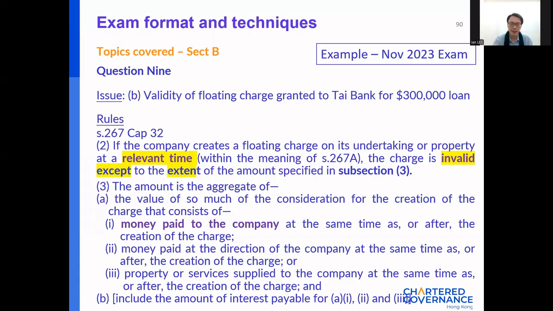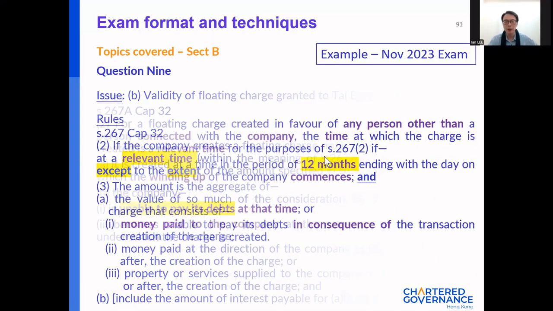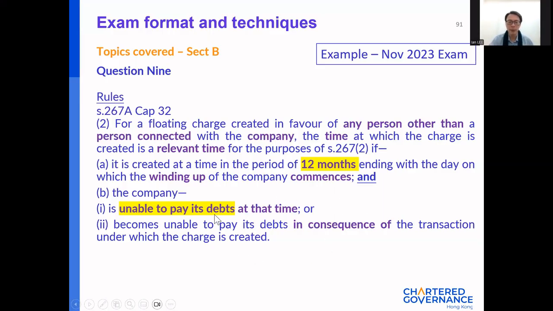If there's new money that is given to the company or lent to the company in return for granting the charge, it is okay. But if you look at the entire transaction, no matter how complicated it turns out, no new money was granted to the company, but you gave the charge to the lender anyway, then there's something wrong because you're actually affecting the priority when a company goes into liquidation. So that's the reason why they have subsection 3. So a floating charge created within the relevant time is invalid unless it satisfies the new money exception. For a company that is not connected, in addition to the 12 months, you also need to show the company was unable to pay its debts at the time.